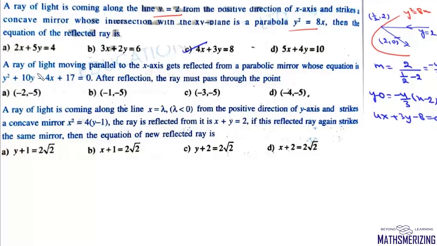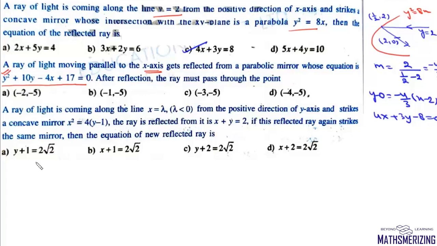Now the next question is: a ray of light moving parallel to x-axis gets reflected from a parabolic mirror whose equation is y square plus 10y minus 4x plus 17 equals 0. After reflection, the ray must pass through the point. So we know that any line which is parallel to the x-axis, which actually is the axis of this parabola, should pass through the focus of this parabola. So all we need to do is find the focus of this parabola.